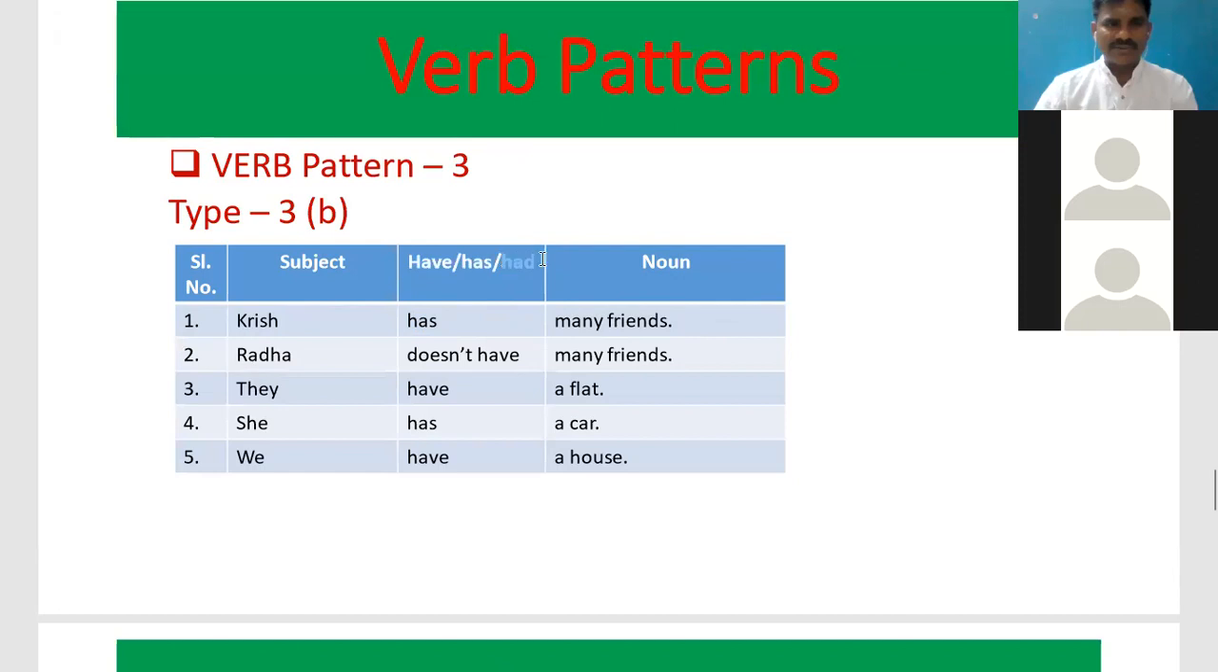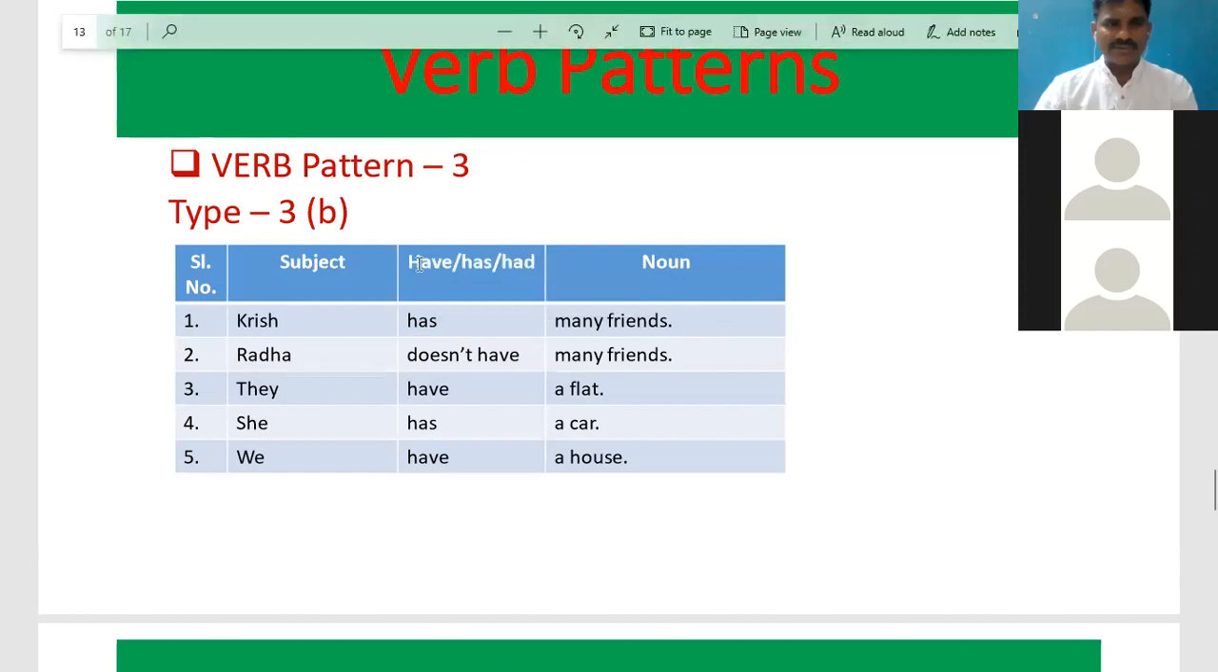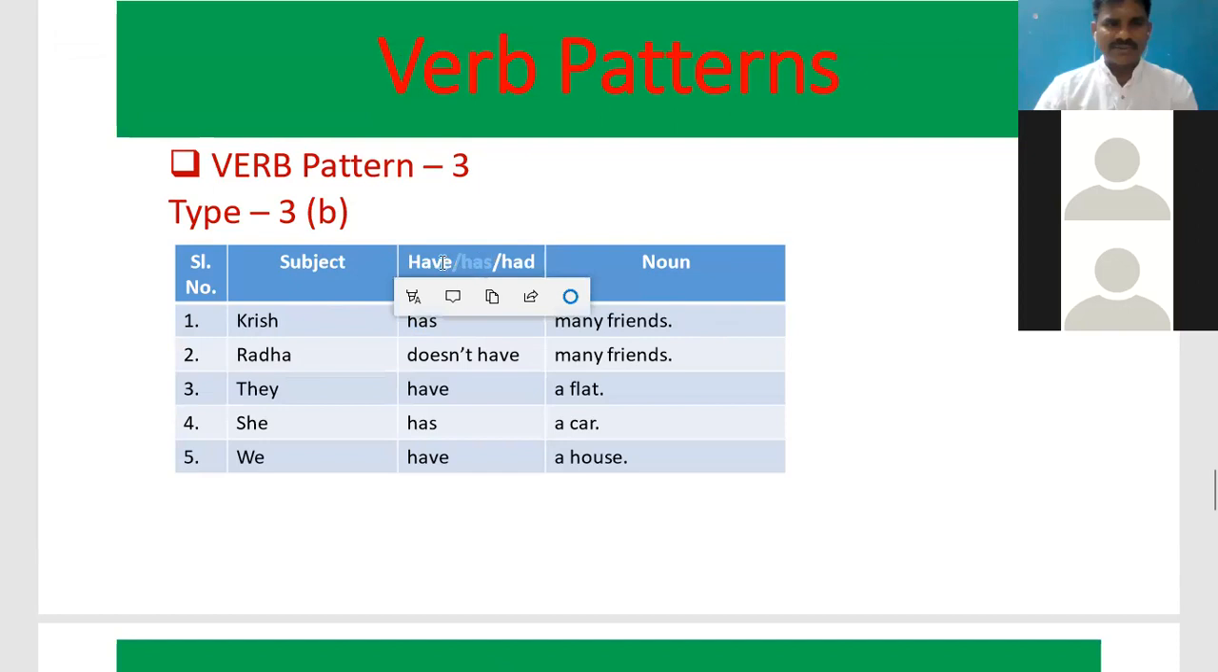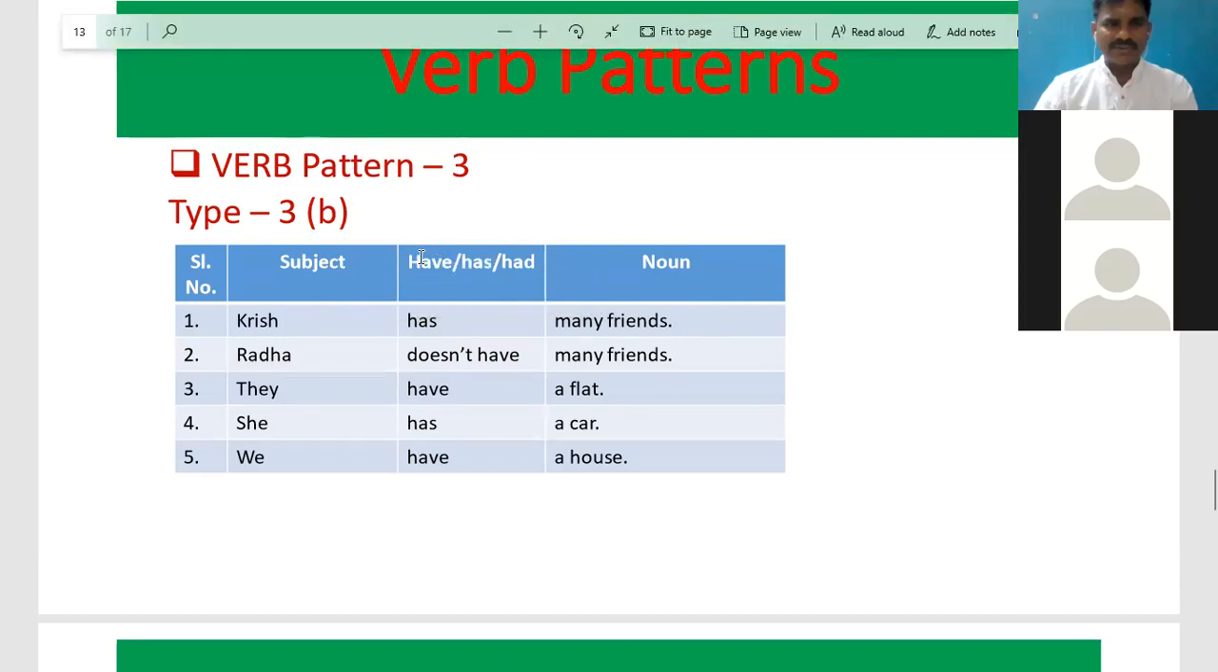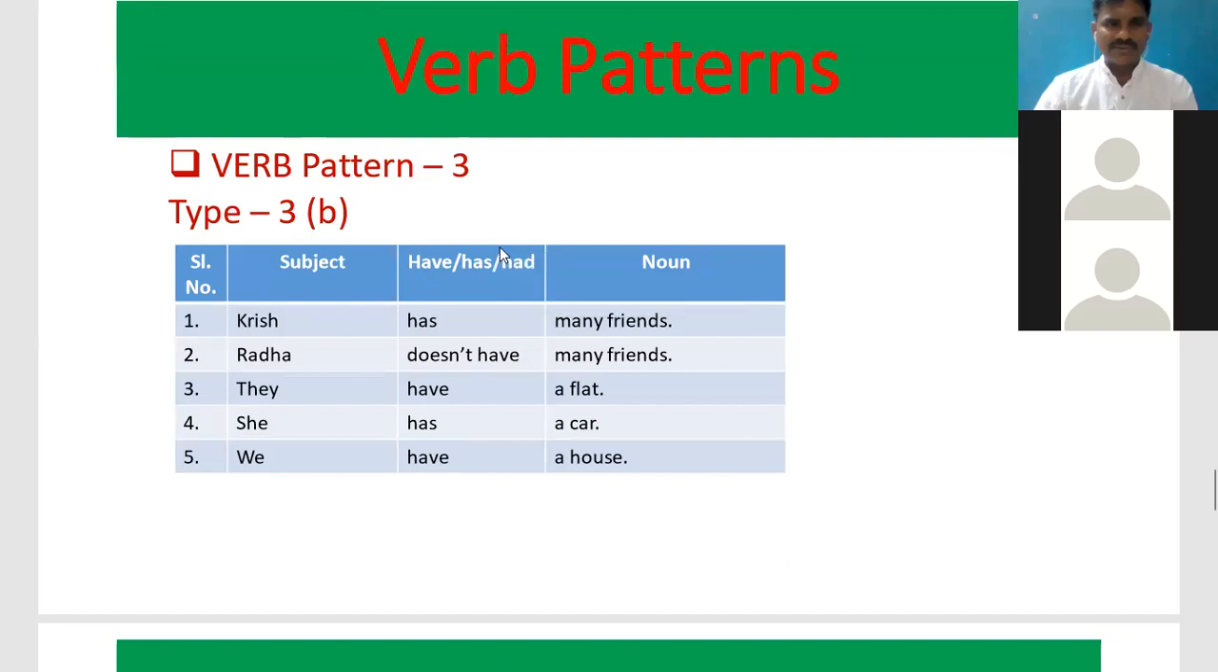Had is the past possessive. Have and has are present possessive. For third person singular we use has; for the remaining subjects we use have: I have, we have, you have, they have, he has, she has, it has. Past possession is had for all subjects: I had, you had, he had, she had, they had, we had, it had. Krish has many friends.